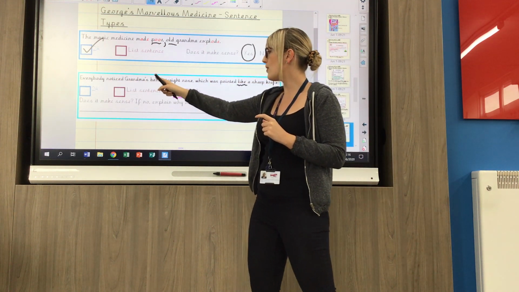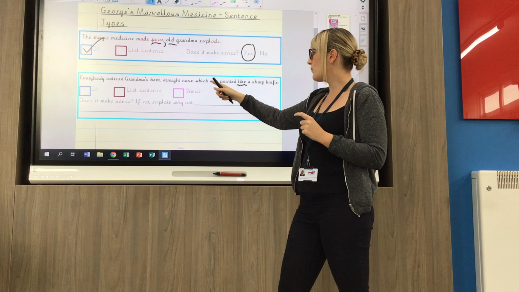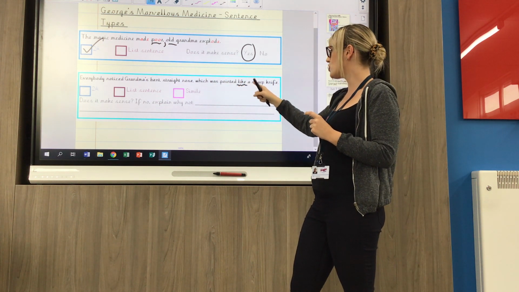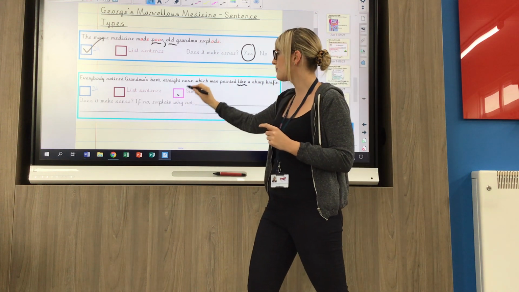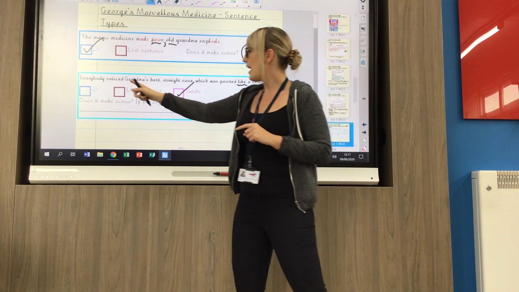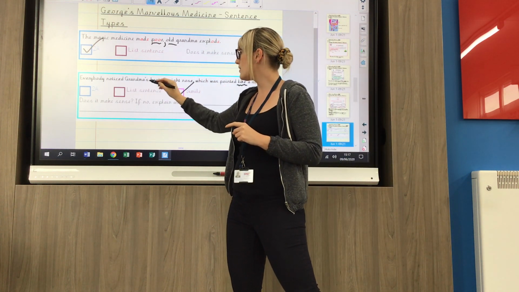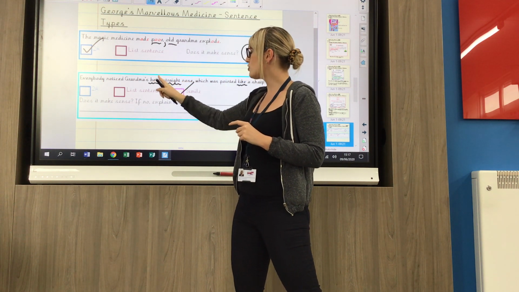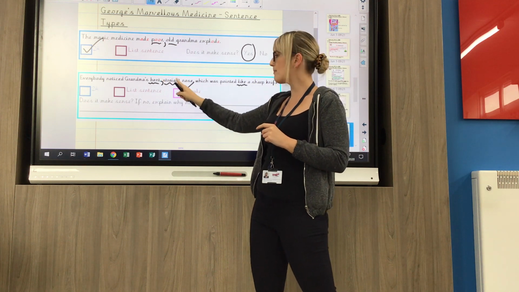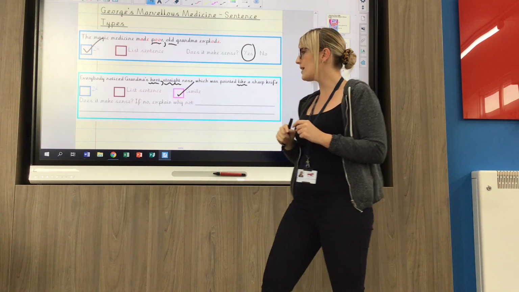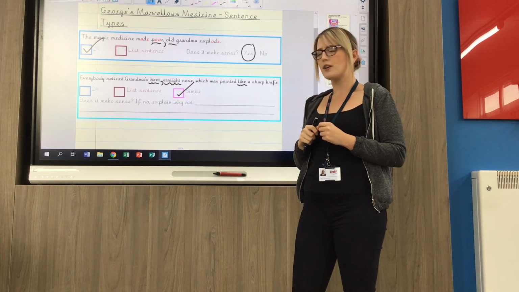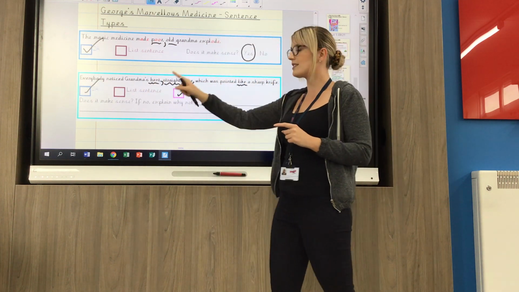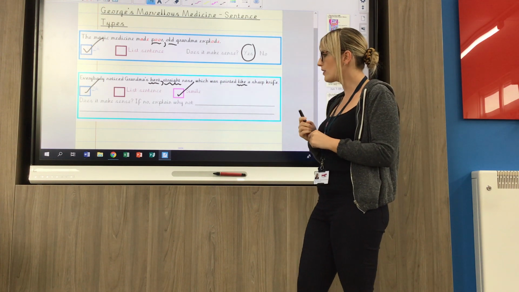Let's read that again. Everybody noticed Grandma's bent, straight nose, which was pointed like a sharp knife. Pointed like a sharp knife. Oh, I've got a simile. Let's go back to the beginning. Everybody noticed Grandma's bent, straight nose. So I've got two adjectives separated by a comma describing Grandma's nose. Also, I've got a 2A as well. So I've got two sentence types within the one.